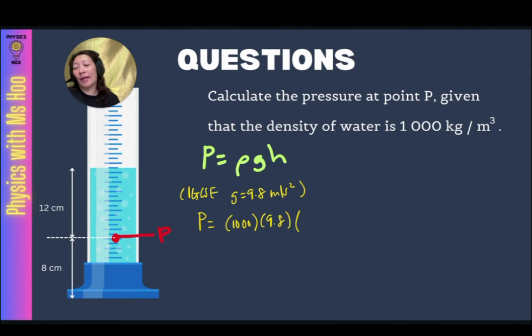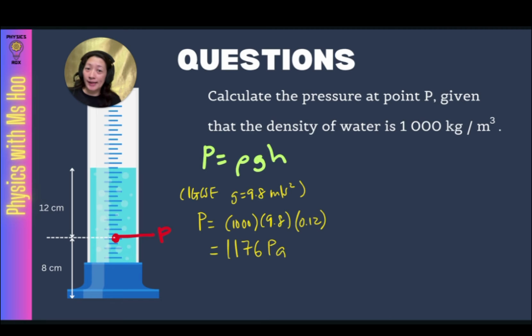We don't write h as 12 because remember, you must write it in meters. So we need to convert 12 centimeters to meters. And that's where we put in the value of 0.12. So this would give us a value of 1176 pascals.